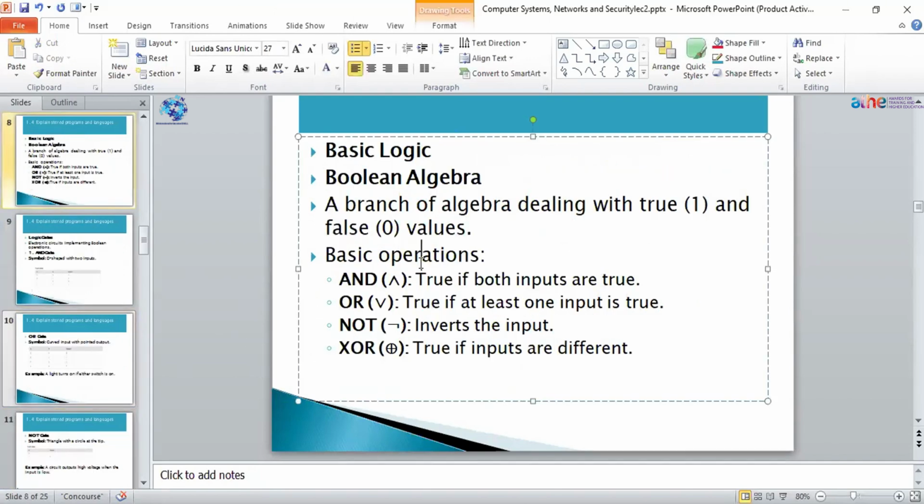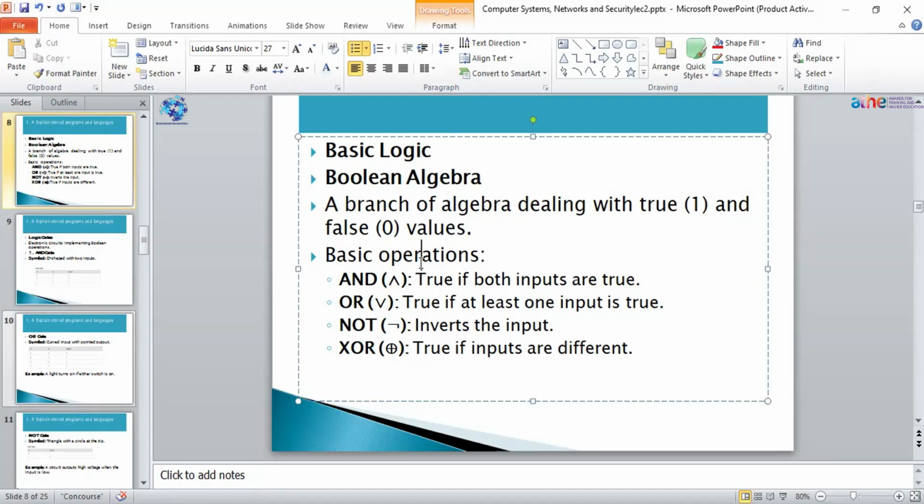Now, what we are going to discuss is the basic logics, meaning the logics or the algebra that is going to be used in computer science. In computer science, the algebra that is used is known as Boolean algebra. It is a branch of algebra or mathematics that deals with two values, zeros and ones. Ones represent true in computer programs, and zero represents false in computer programs.